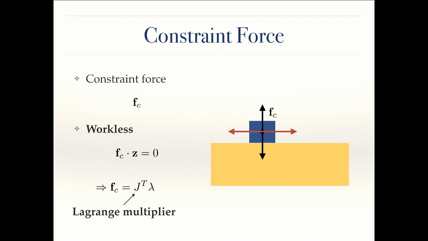So the physical meaning of being a workless constraint is it only acts in directions that are actually trying to violate the constraint. And that's why we can say that it's going to be parallel to the gradient, because the gradient is trying to take you off the constraint surface. So the constraint force will try to push you back on.